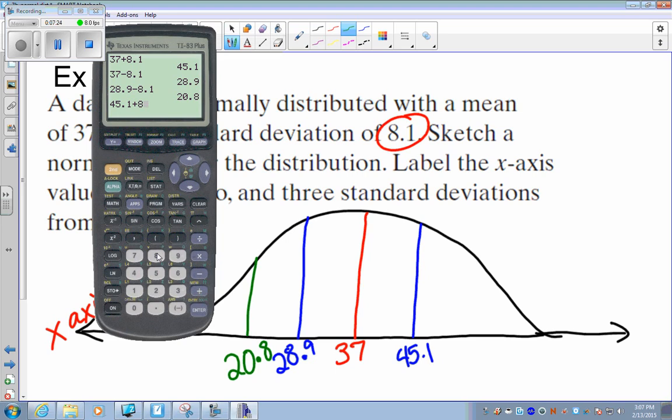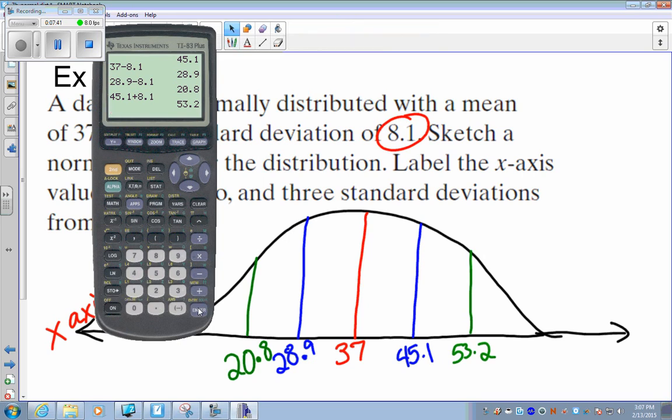I'm adding 8.1 to 45.1, which is already 1 standard deviation away from the mean, so now I'm going to add another standard deviation away to get 53.2. So that's 2 standard deviations away, and then we got to do 1 more standard deviation. So since I already have it up, we have 53.2 plus another 8.1, 61.3. If I take 20.8 and subtract 8.1, it gives me 12.7.